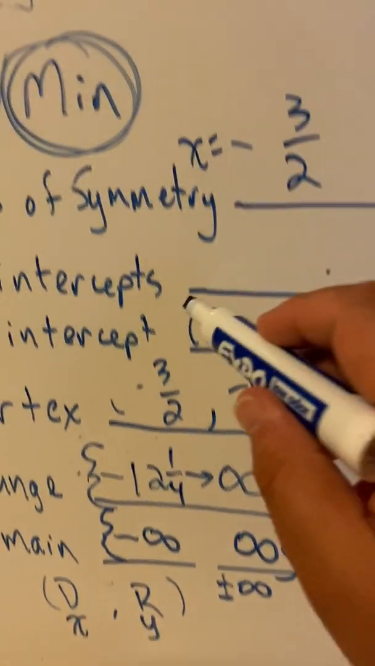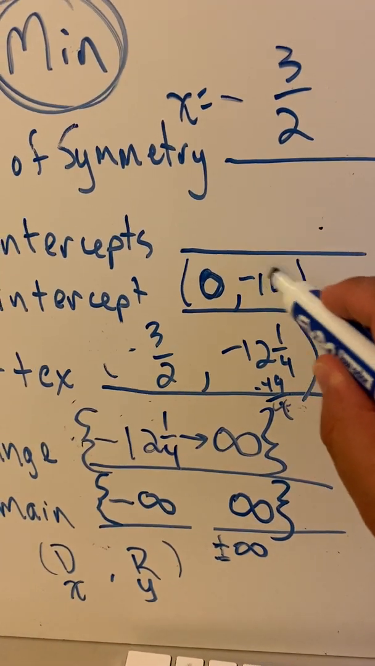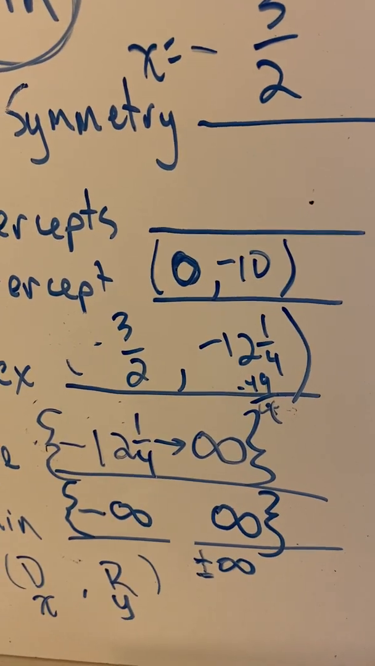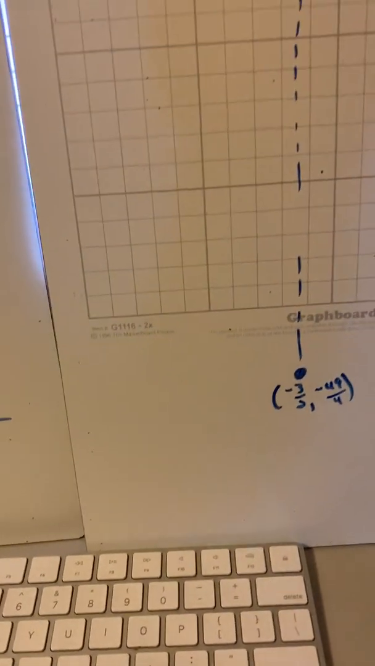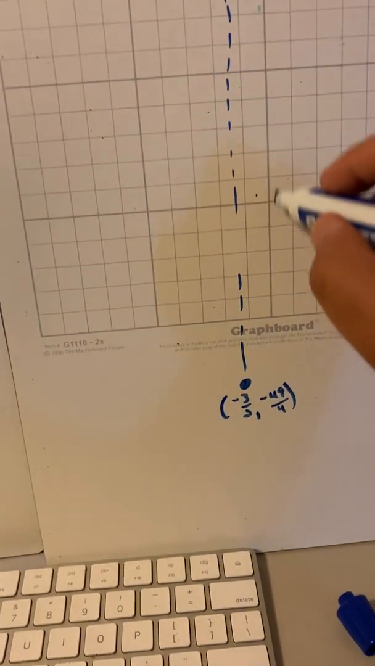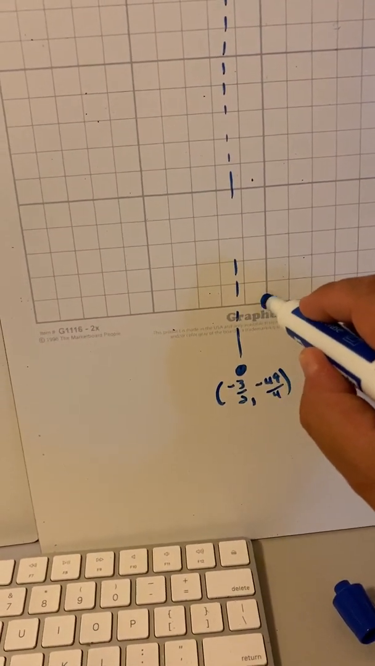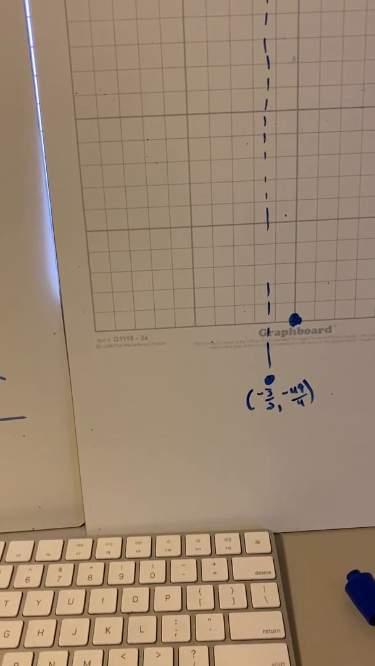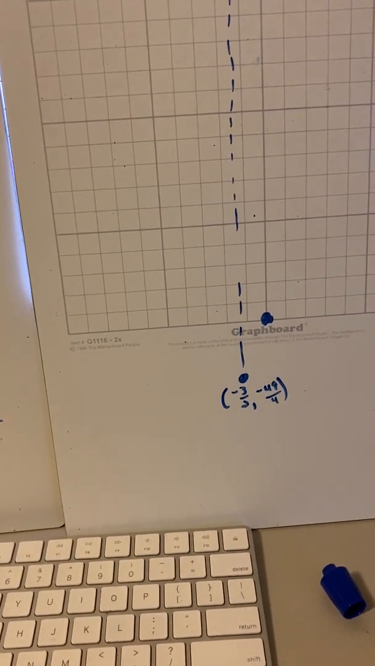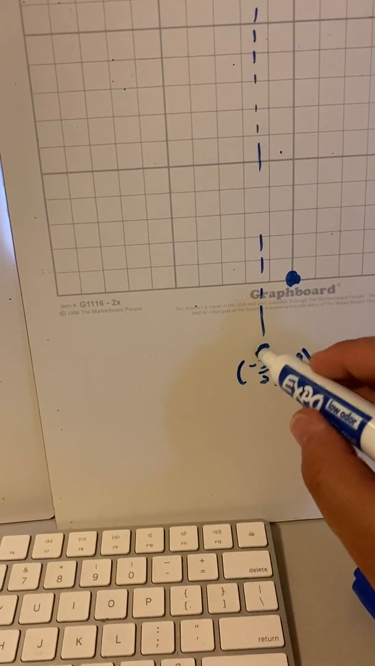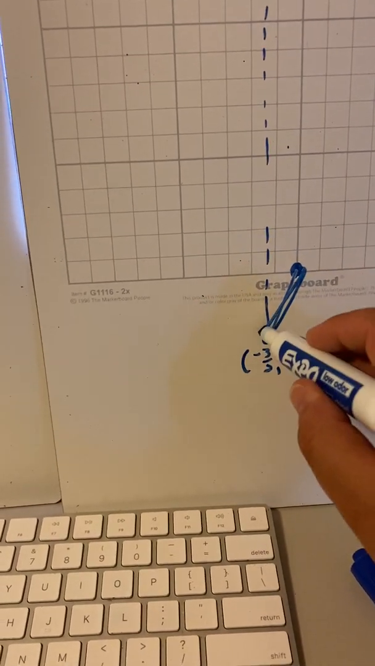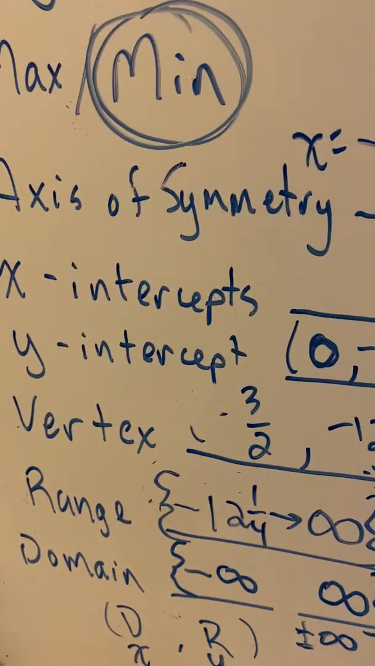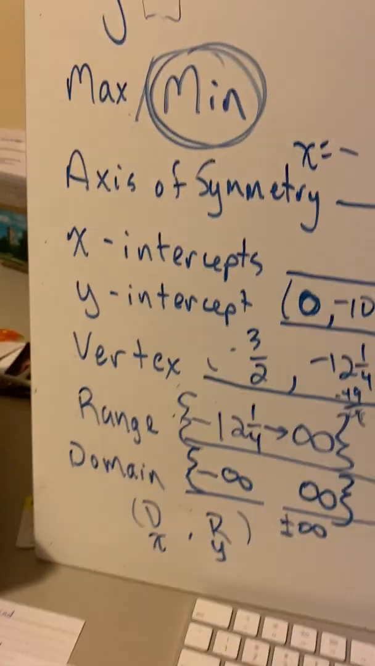What is my ordered pair for the y-intercept? 0, negative 10. So I go to this and down to negative 10. That's my y-intercept for this graph. Makes sense? So I know right now my parabolic curve curves up to there.